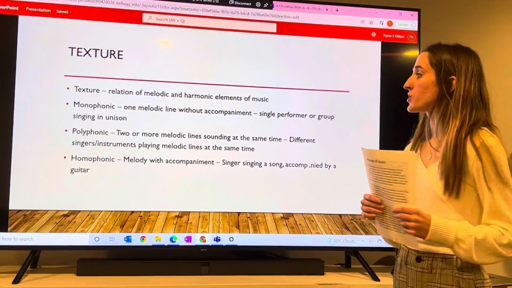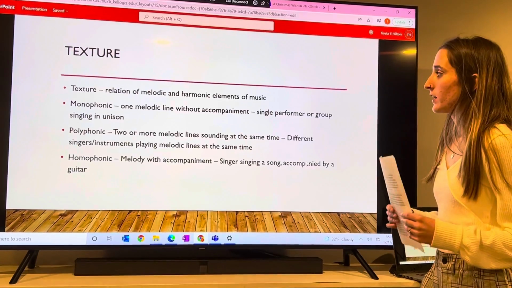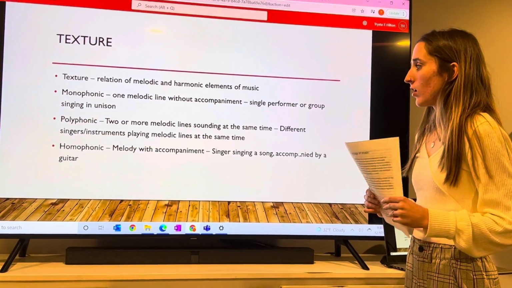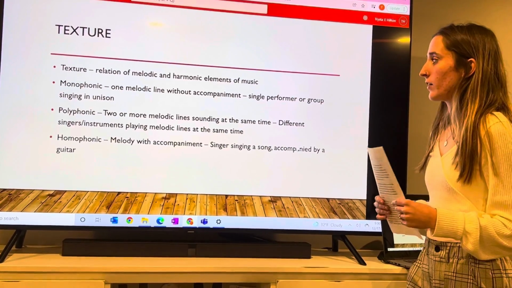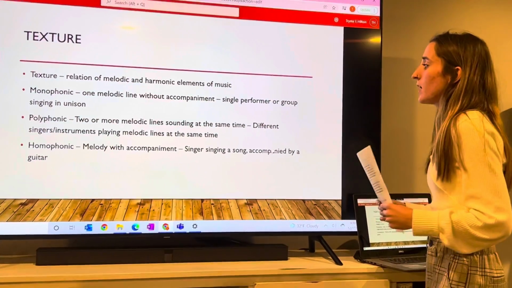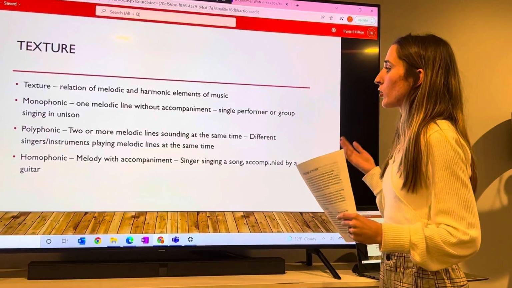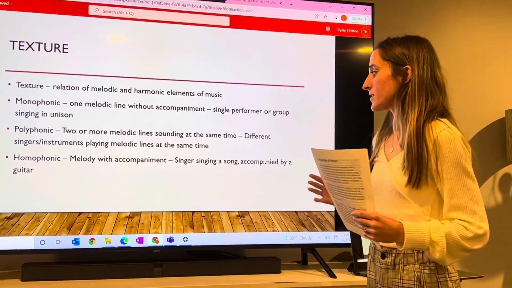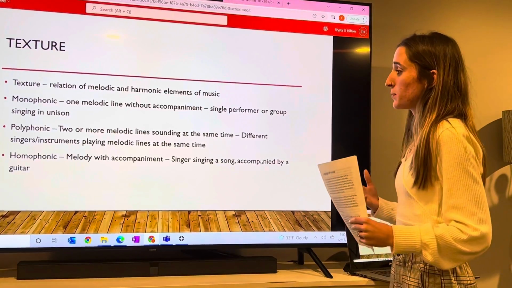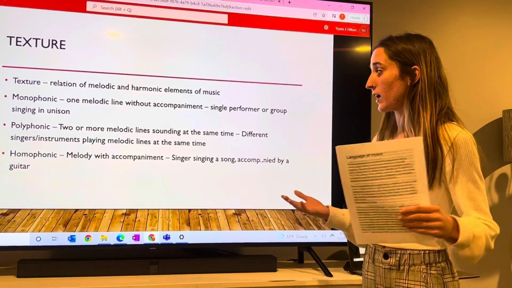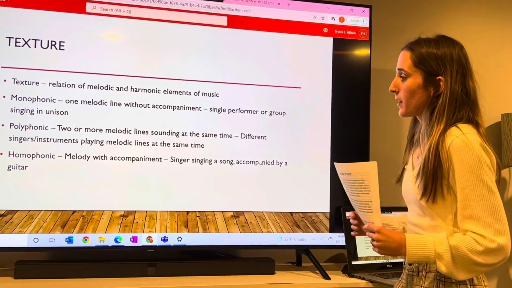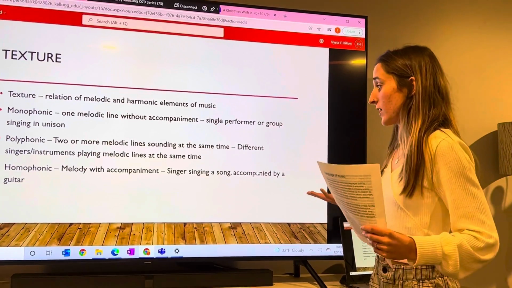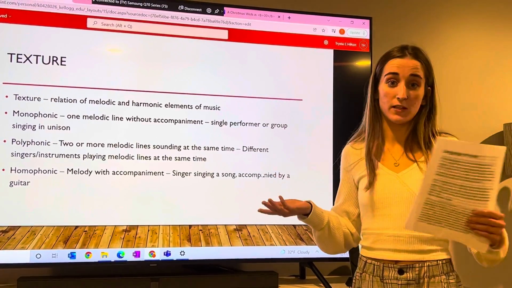Next is texture, which is the relation of melodic and harmonic elements of music. Monophonic is one melodic line without accompaniment. An example of this is a single performer or group singing in unison. Polyphonic are 2 or more melodic lines sounding at the same time. An example of this would be different singers or instruments playing melodic lines at the same time. Homophonic is melody with accompaniment. This is a singer singing a song accompanied by a guitar or other instruments.